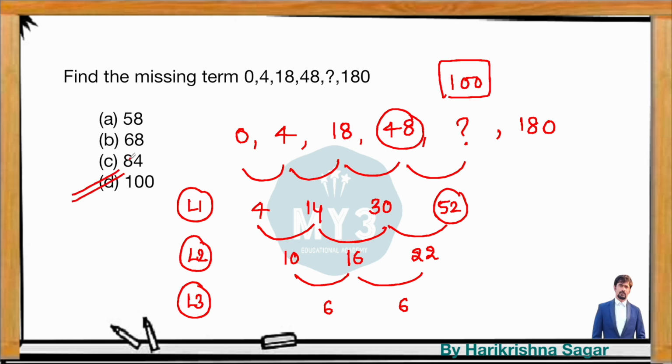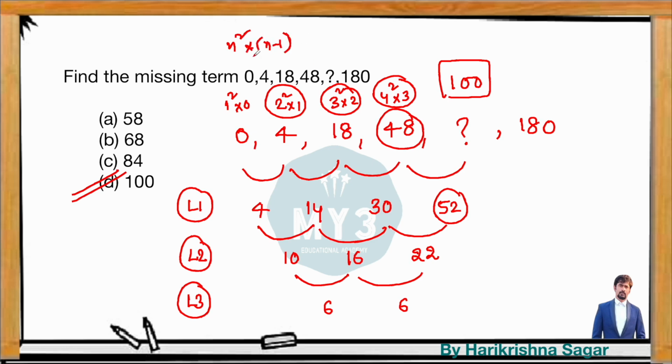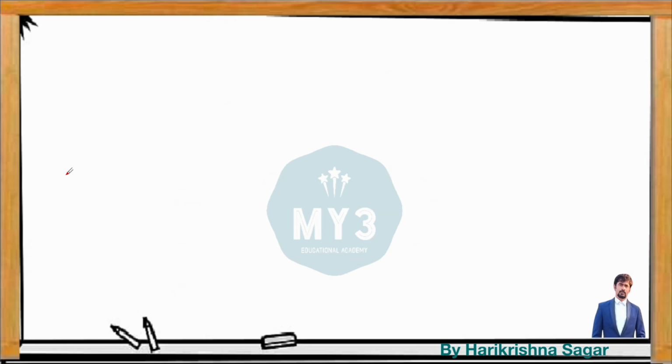And if you are not able to figure out like this, you can also look at a simple pattern which is available. This is 2 square into 1. This is 3 square into 2. This is 4 square into 3. And what about this? This is 1 square into 0. So the pattern is n square multiplied with n minus 1. Similarly, your question mark should be 5 square into 5 minus 1, which is 4. 5 square is 25, 25 into 4 is 100. Like that also you can solve.